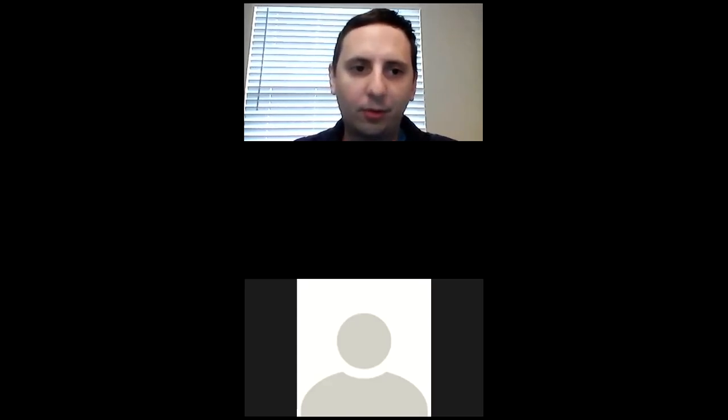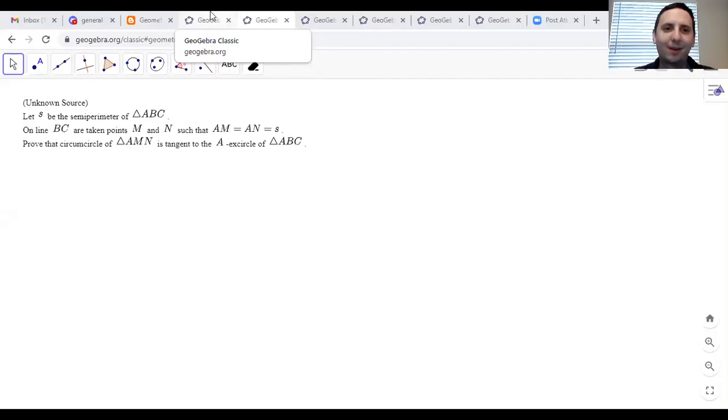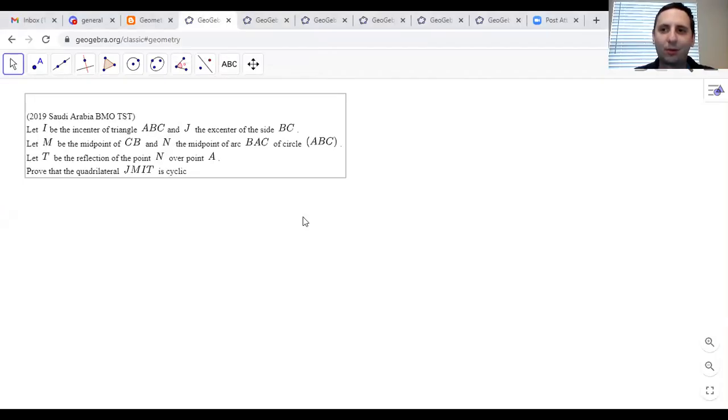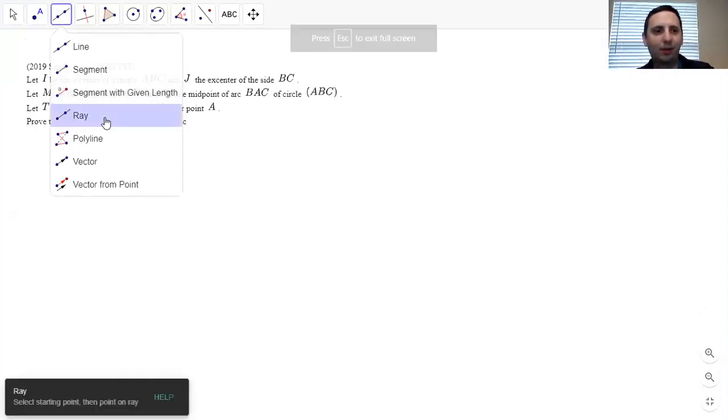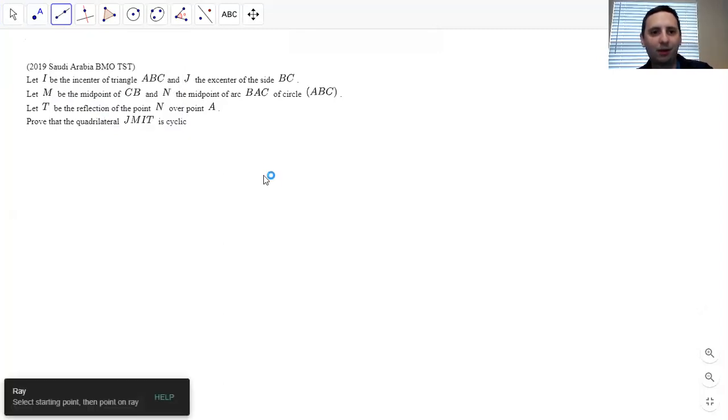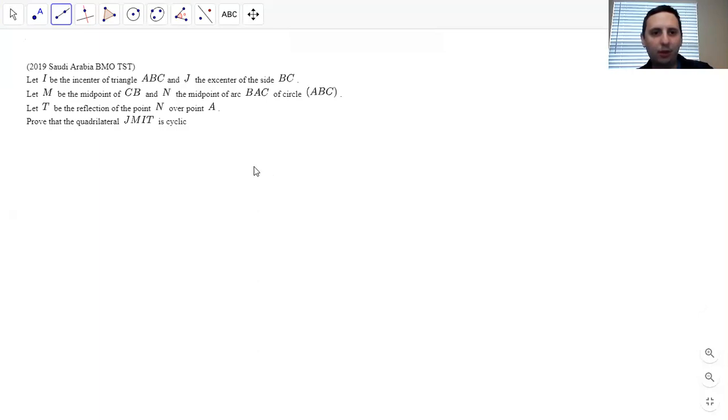Let me share my screen. So here's the first one I was going to do. I usually try to choose the easiest ones, or the ones that look easiest first. We'll see how easy it really is. So you have a triangle ABC, and J is the A-excenter. So I'll draw it like this.